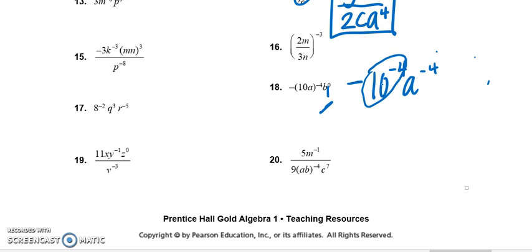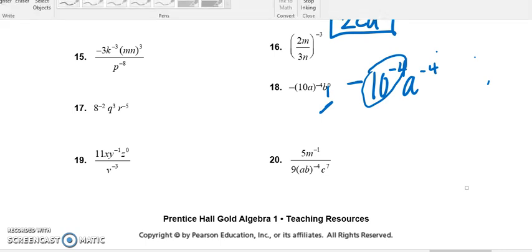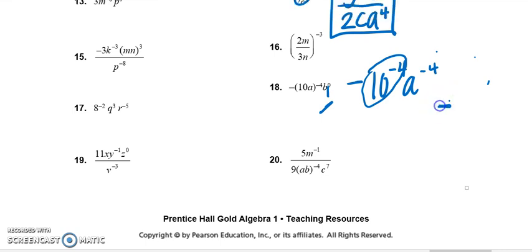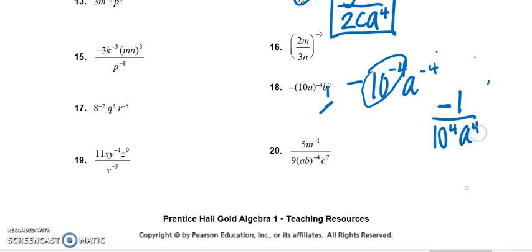Negative 1 over 10 to the 4th, because we made it positive, and a to the 4th goes to the bottom. So we know 10 to the 4th is 4 zeros, so that would be 10,000. So we have negative 1 over 10,000 a to the 4th. You can't really see, but that's the answer.